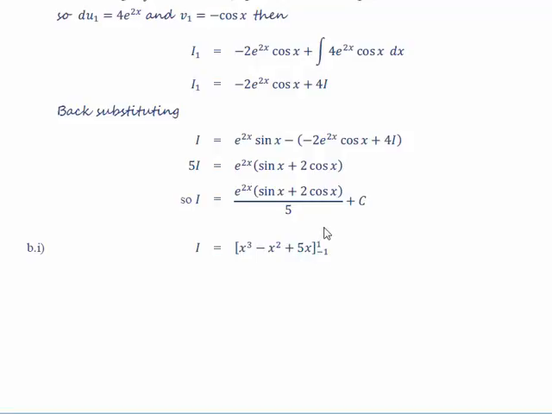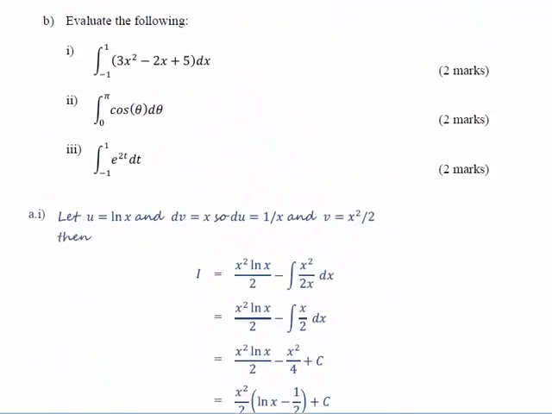Now we put the upper value in, so we're going to get 1 minus 1 plus 5, and then we put the lower value in, so it's minus the lower value, which is going to be minus 1 cubed is minus 1, minus 1 squared is 1, but we have a minus there, so we get another minus 1, and then minus 1 into 5x will give us minus 5. So this is going to be 1 minus 1 is 0, so that will be 5, minus 1 is minus 2, minus 5 makes that minus 7, and then the minus outside means that it's going to be plus 7, so the answer is 12.